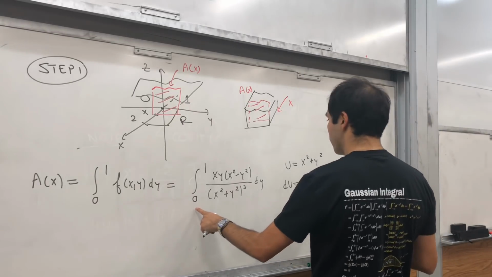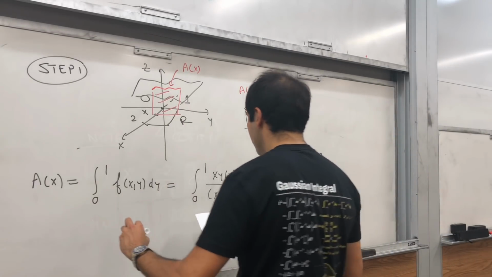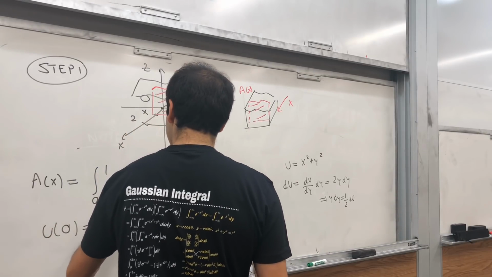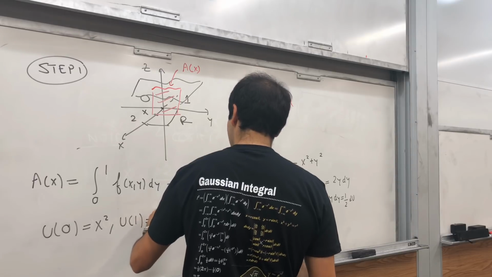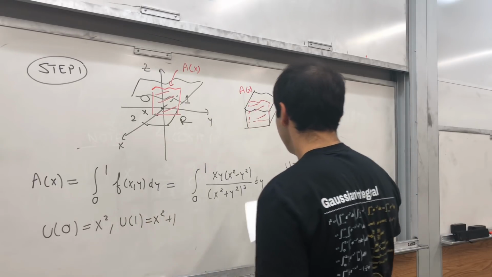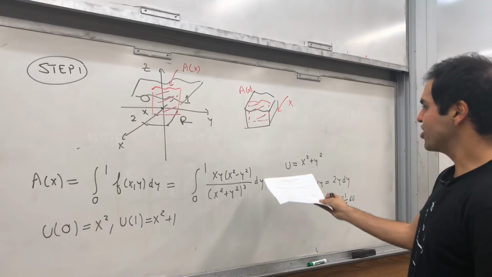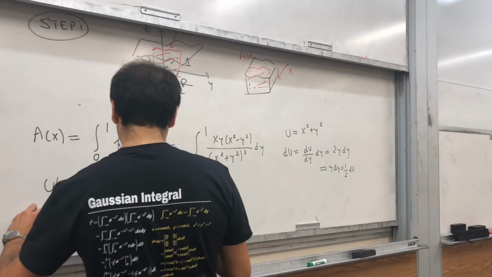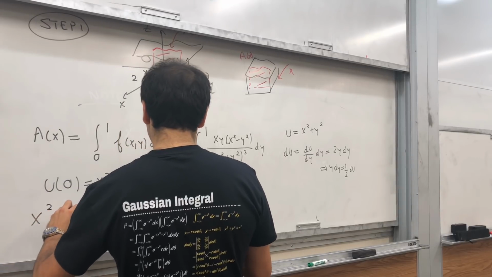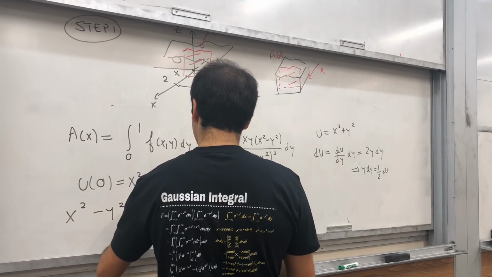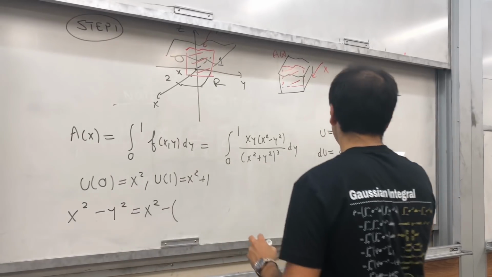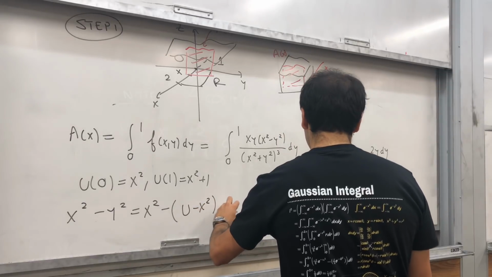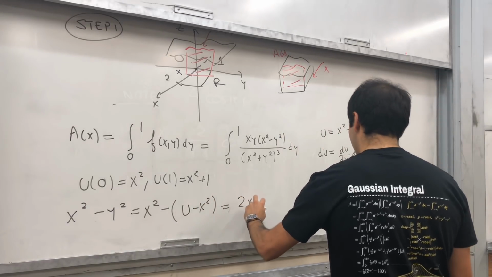Now we would like to do the endpoints. The endpoint y equals 0 corresponds to u of 0 equals x squared, and u of 1 is x squared plus 1. And lastly, what about our function x squared minus y squared? Since y squared is u minus x squared, x squared minus y squared becomes x squared minus (u minus x squared), which is 2x squared minus u.